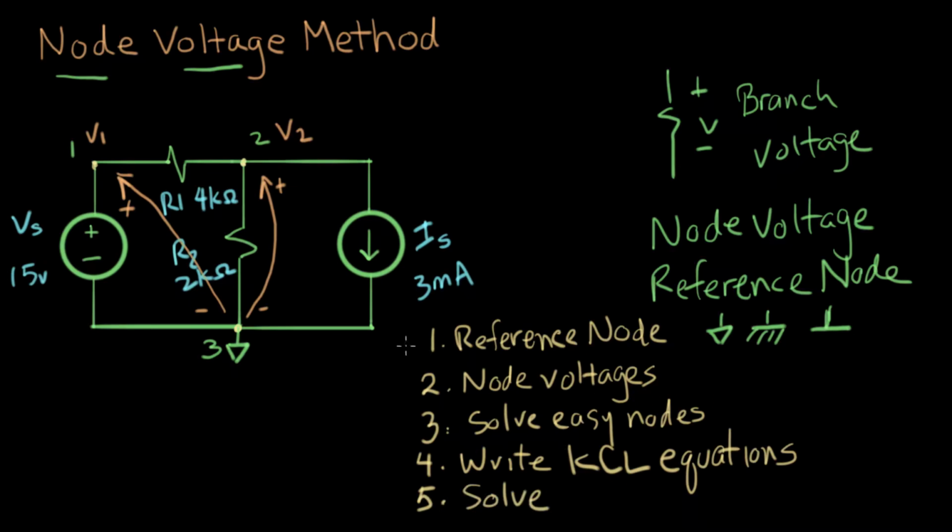We've done the first two steps. And now we're going to solve, what does it mean to solve the easy nodes? The easy nodes are the ones that are connected directly to a source that goes to the reference node. That's an example of an easy node. So V1 is an easy node. So let's solve for V1. V1, by inspection, I can say V1 is 15 volts.